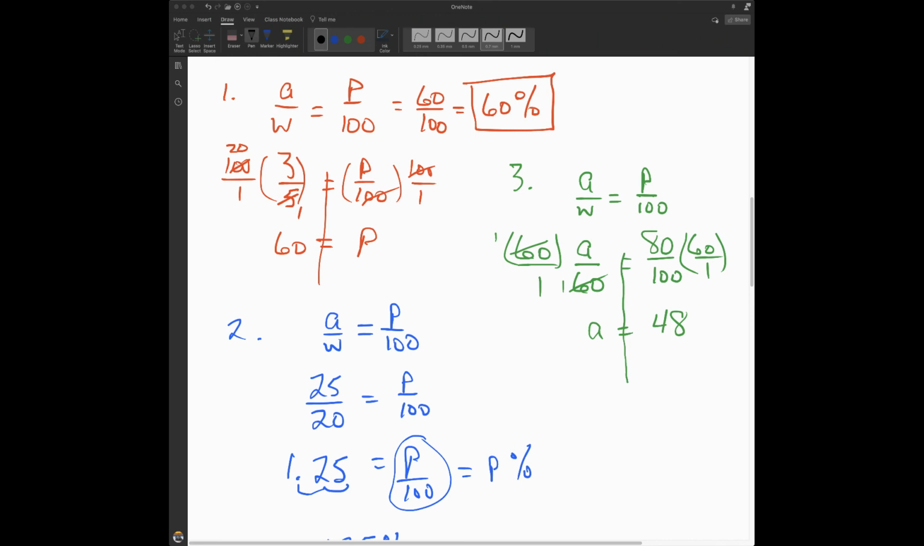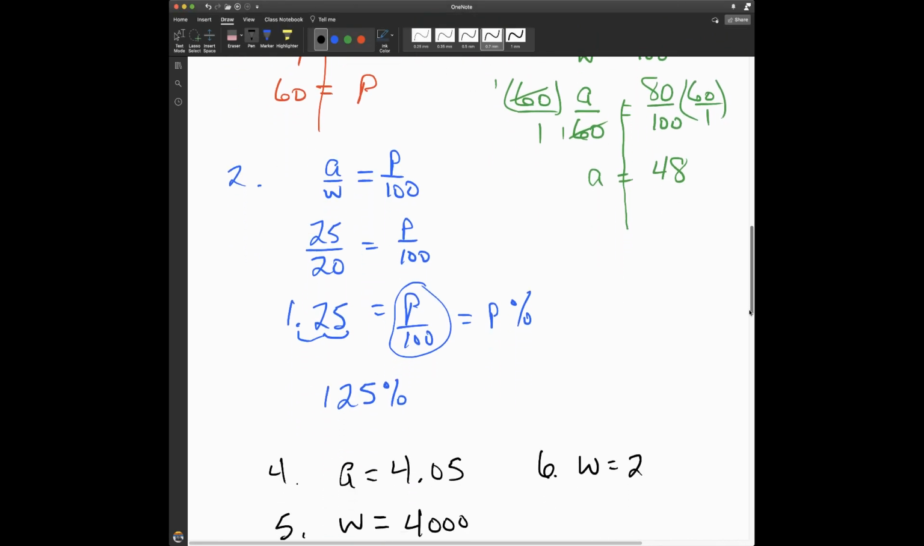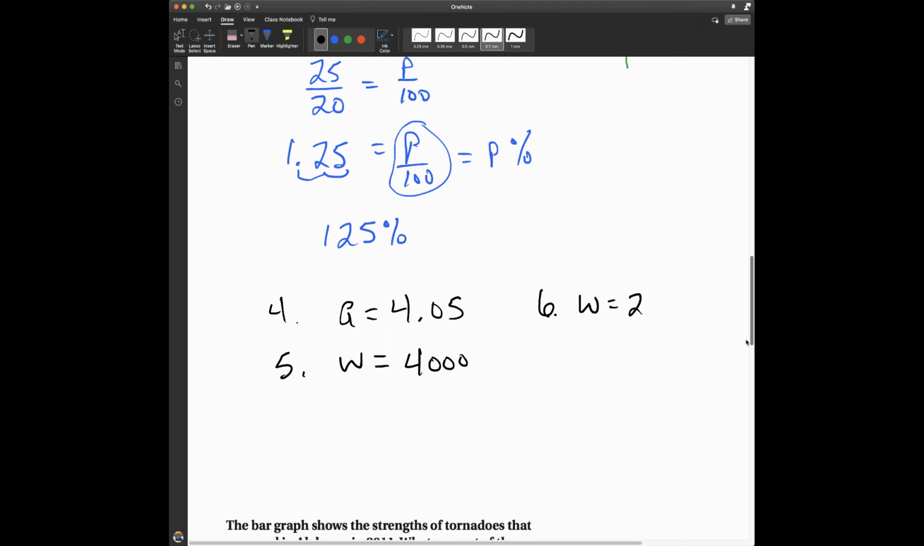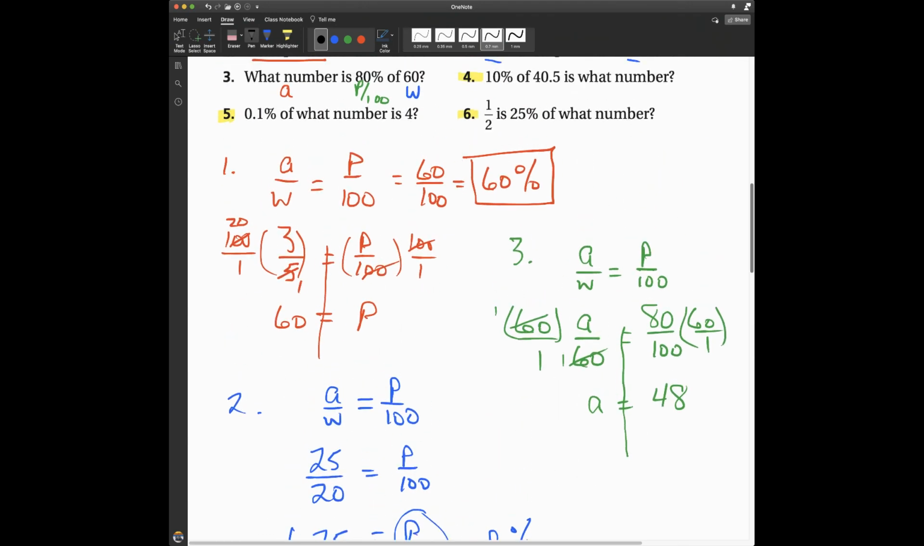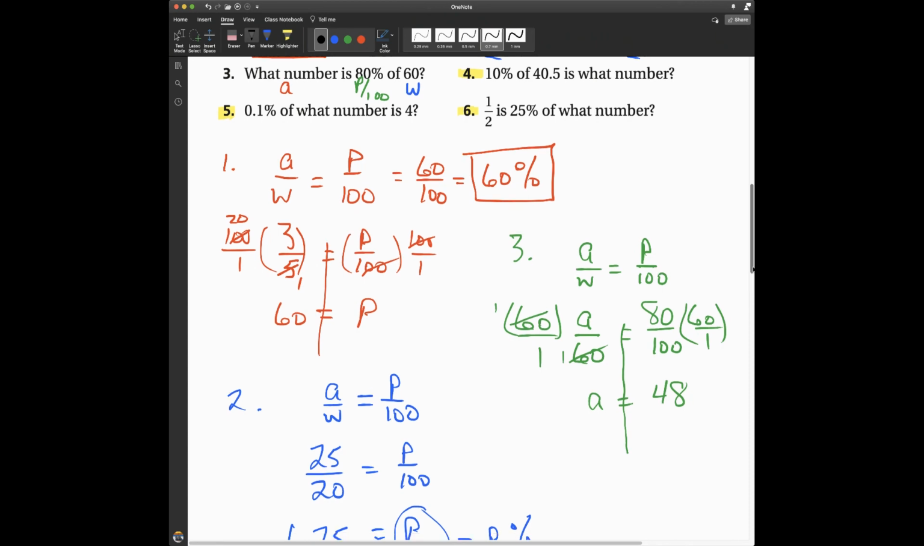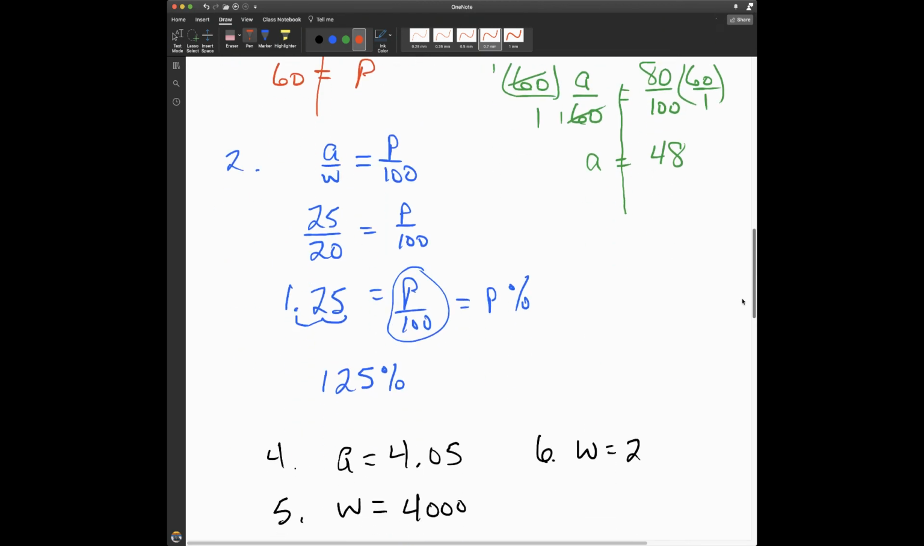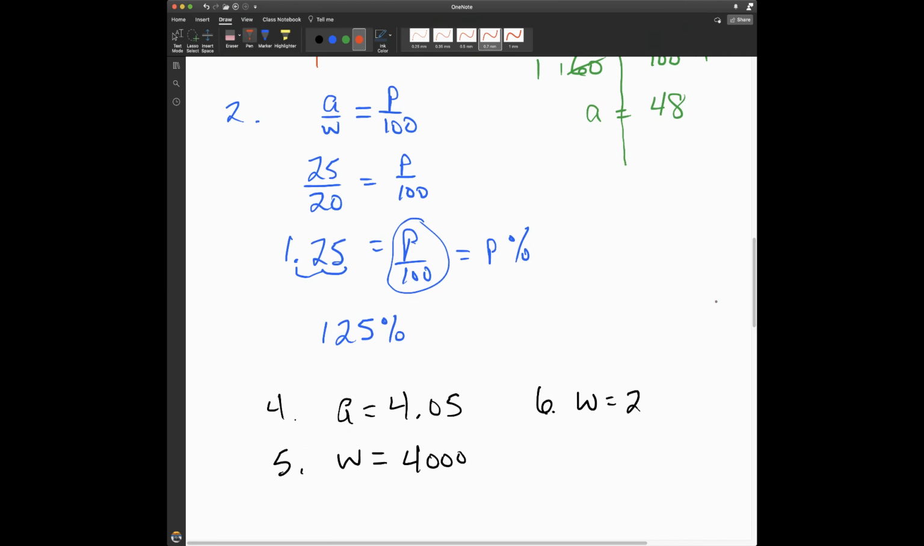All right, so let's scroll down here and see what the answers are to problems 4, 5, and 6. So problem 4 said 10% of 40.5 is what number? So here's the word is. So we must be looking for the part. That's the variable we're looking for. Here's my whole, and this is my percent over 100, right? So I come down here, and the answer is 4.05.